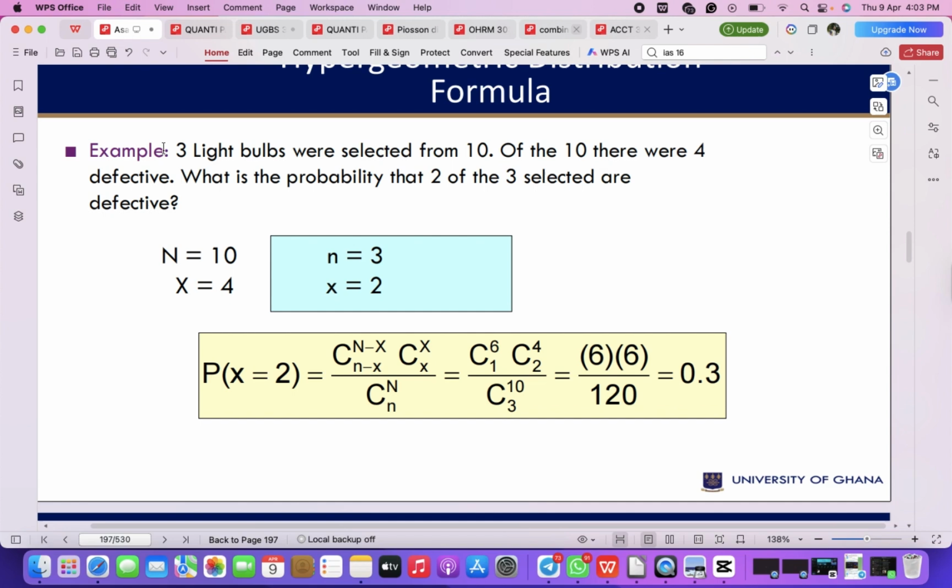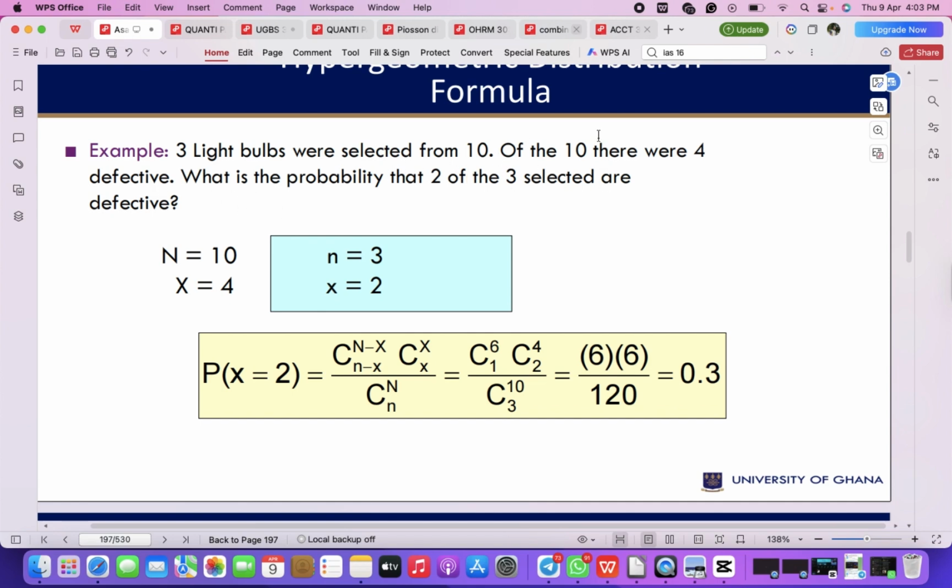So example, the 3 bulbs were selected from 10. Out of the 10, there were 4 defective. What's the probability that 2 of the 3 selected are defective? So here they are saying that 3 bulbs were selected from 10, and out of these 10, there were 4 defective, right? And then what's the probability that 2 of the 3 selected are defective?